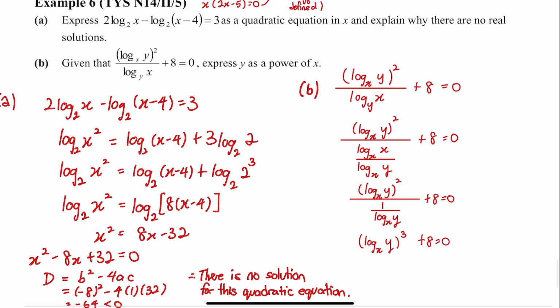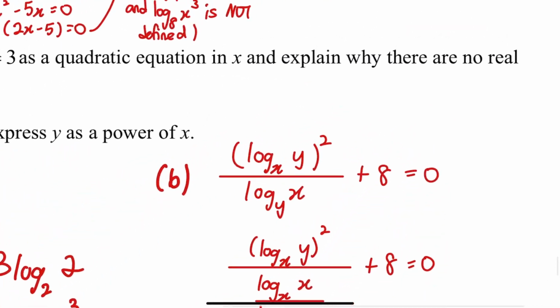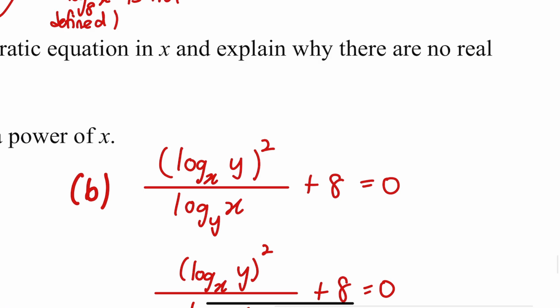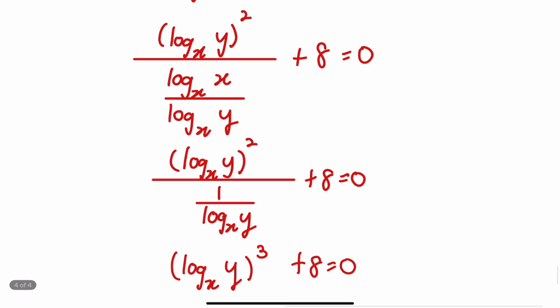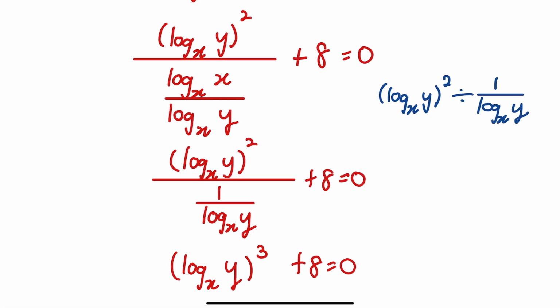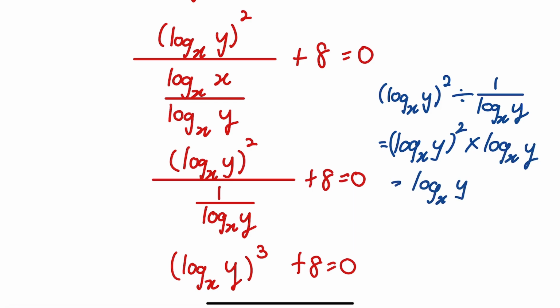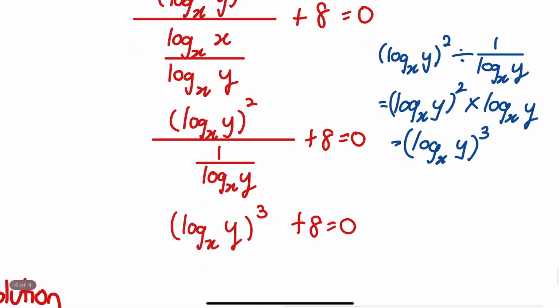Guys, I think some of you may get confused, so let me write it over here. This part here can be seen as log base x of y, the whole thing squared, divided by 1 over log base x of y. So by KCF, this means it's log base x of y, the whole thing squared, times log base x of y, which will give me log base x of y, the whole thing to the power 3. So over here, I'll get this.